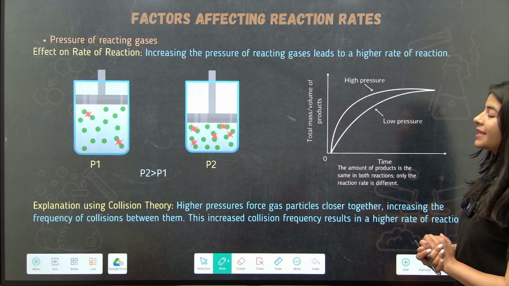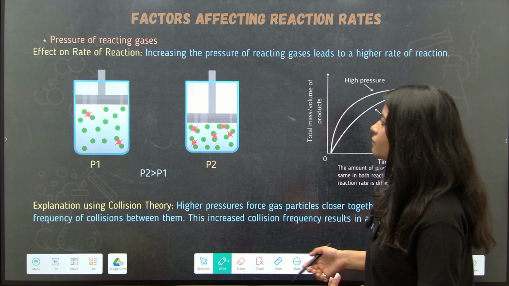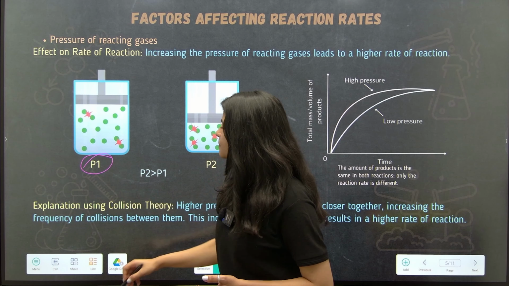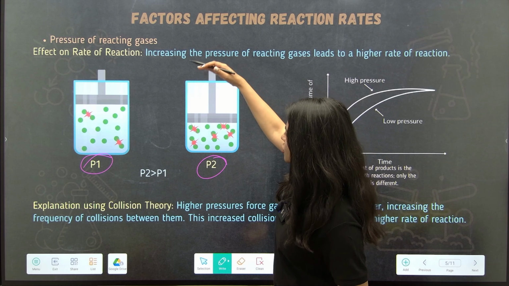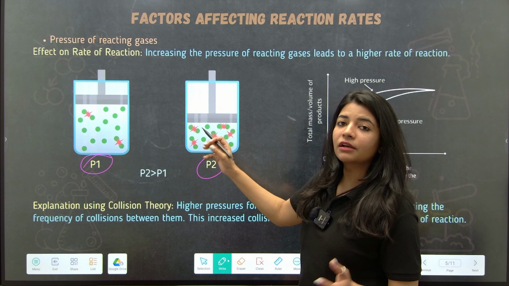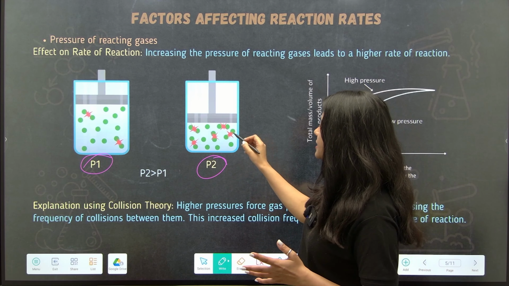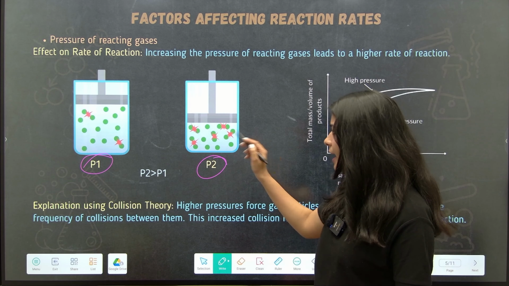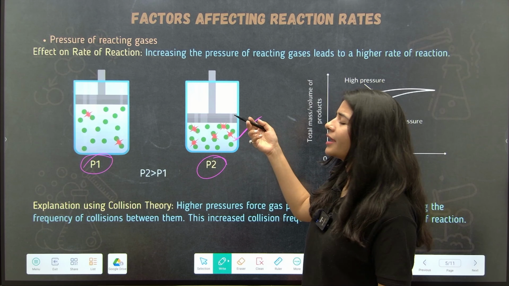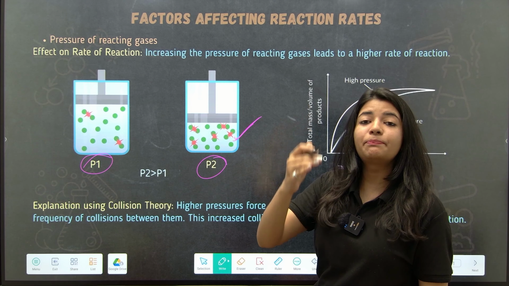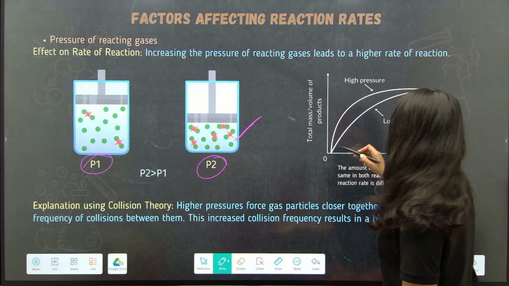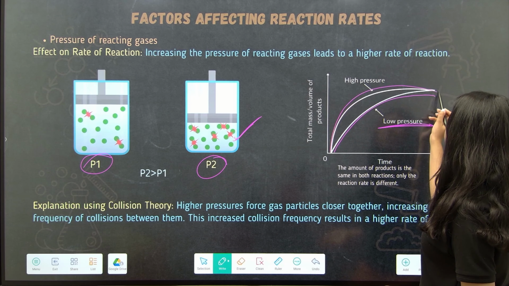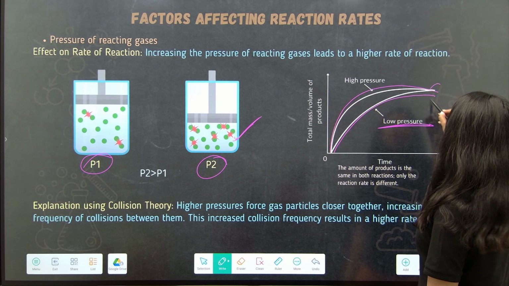Next, let's move on to the second factor which affects the rate of reaction, which is the pressure of reacting gases. For example, over here pressure is P1, over here pressure is P2. I push this piston down to make these particles come closer to each other, and hence more frequent collisions will take place. The product remains the same, but the speed of reaction will be higher. Similarly over here you can see the graph. Low pressure, the graph will look like this. Higher pressure, the time taken will be less, but the amount of product will remain the same.